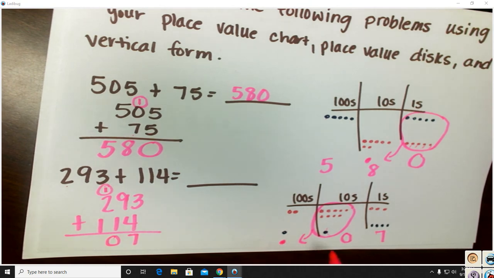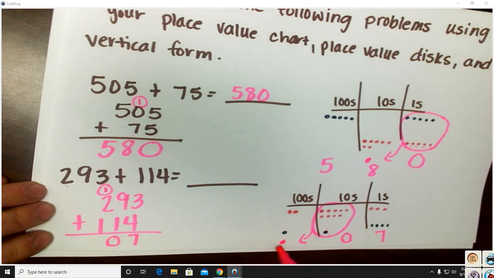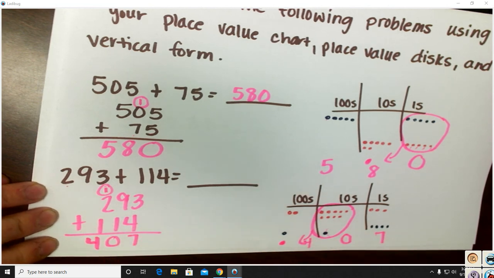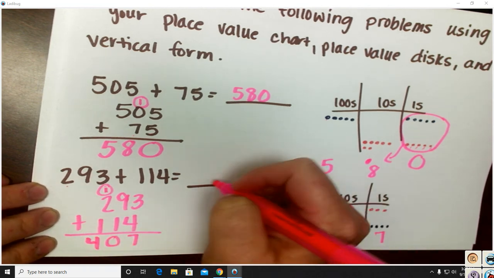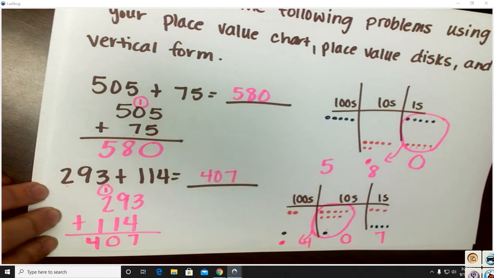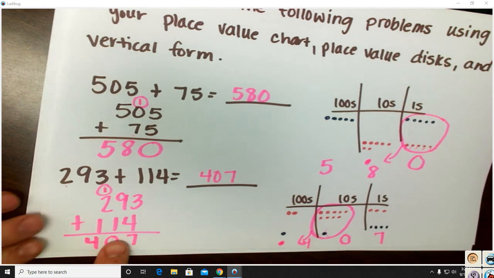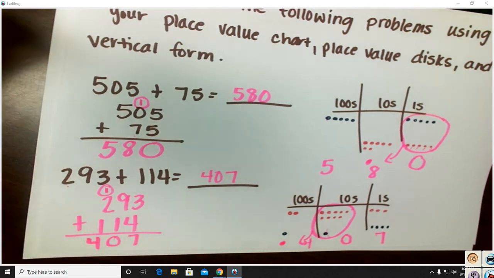And now I'm going to look at my hundreds and I have 1, 2, 3, 4. So my hundreds is 4. So I know my final answer is 407. So this is basically just using the strategy of a place value chart along with the vertical form.